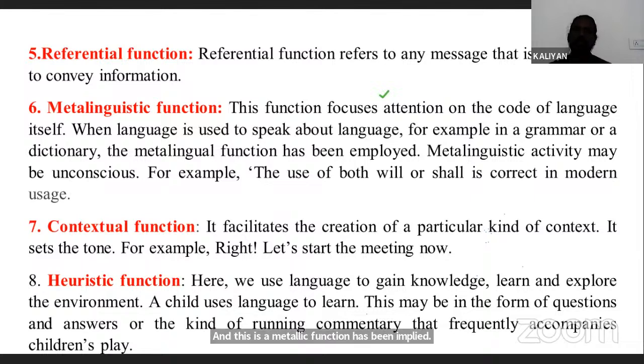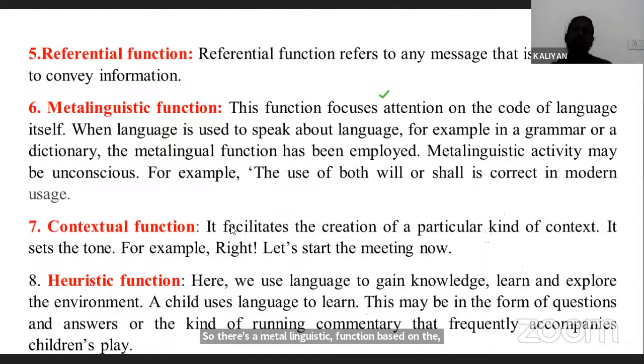Example, like the use of both will or shall in modern usage. So when we use will or shall in modern usage for both, there is a metalinguistic function based on the grammar, dictionary, or metalingual function.